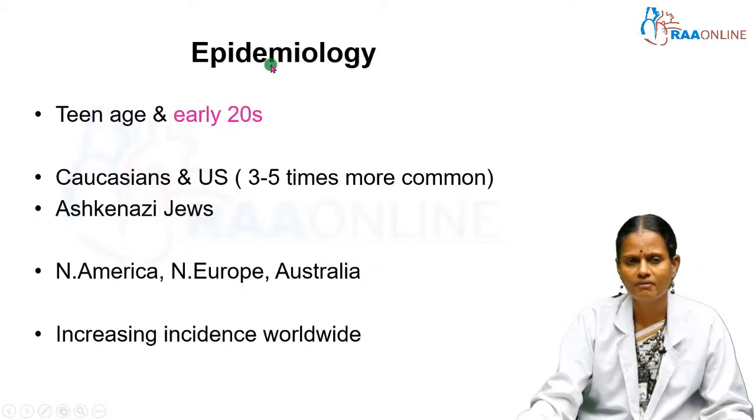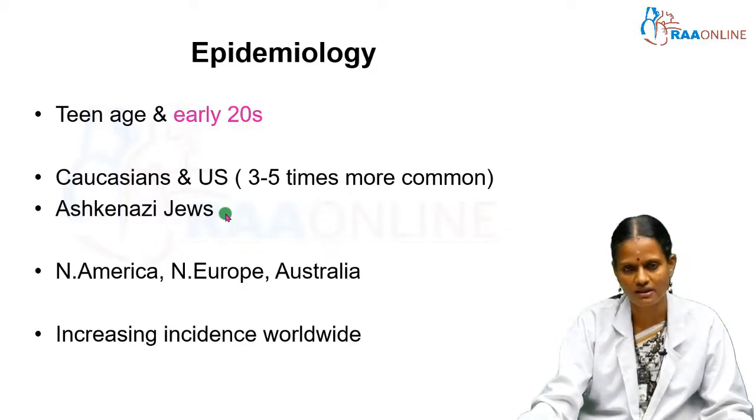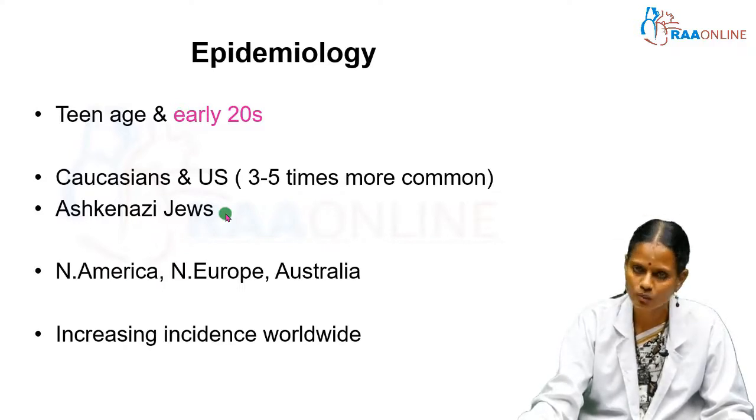Both inflammatory bowel diseases are more common in the younger age group, in teenage and early 20s. There is also a racial predilection, being more common in Caucasians and Americans, and also in Ashkenazi Jews. Prevalence is increasing in North America, Northern Europe and Australia. But of late, over the past 1 or 2 decades, epidemiological factors play a role and it is seen in increasing incidence throughout the world.